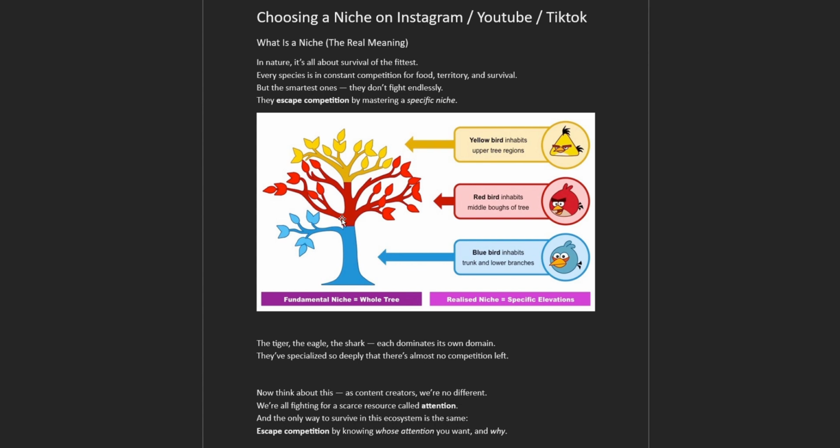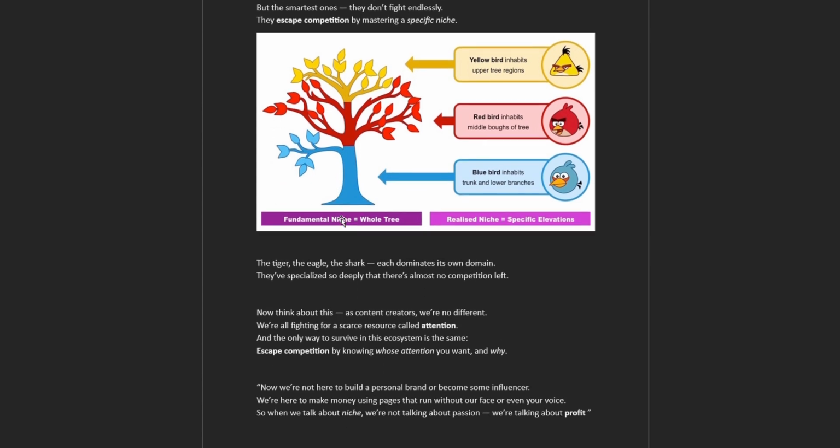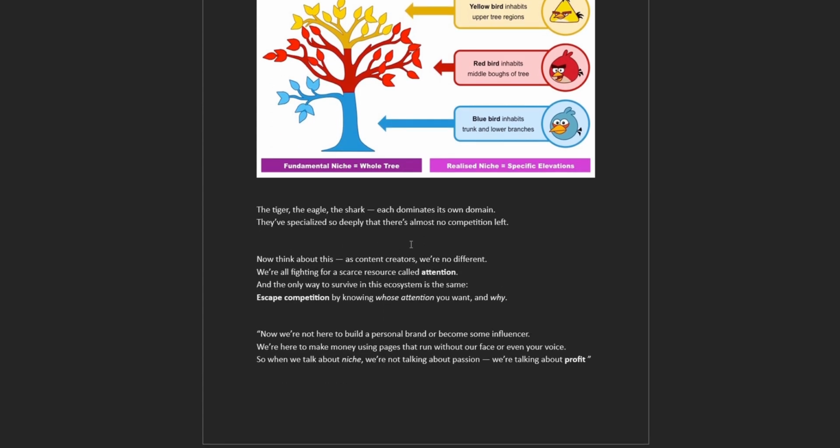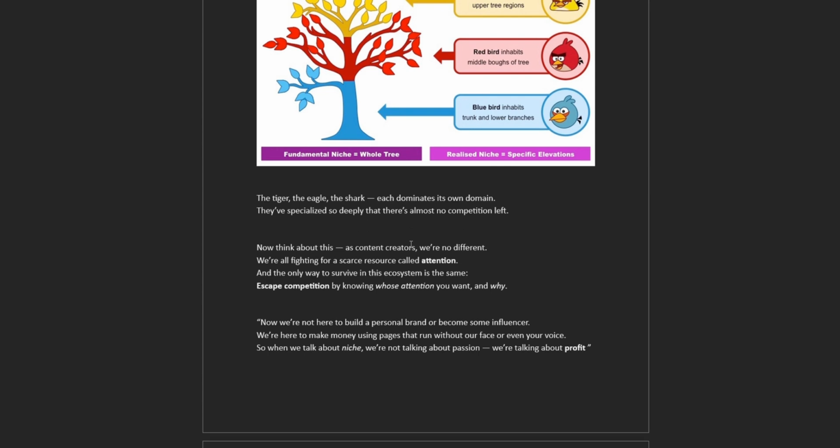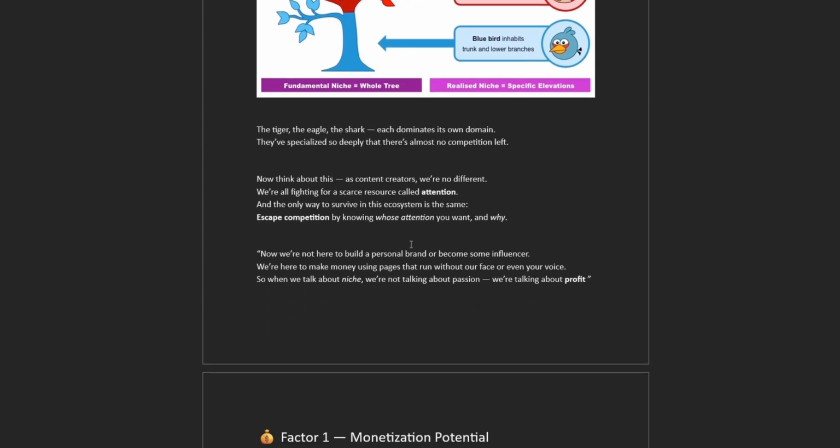The tiger, the eagle, the shark, each dominates its own specific domain. They have specialized so deeply that there's almost no competition left. Now, think about this. As content creators, we are no different. We are all fighting for one scarce resource, which is attention. And the only way to survive in this ecosystem is the same: escape competition by knowing whose attention you want and why you want that.